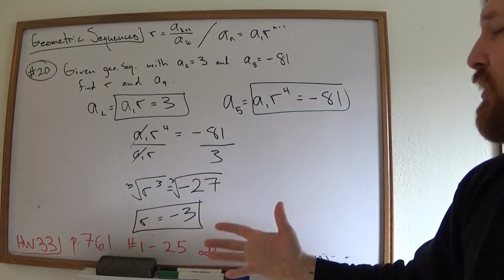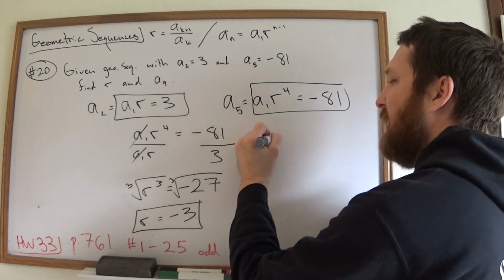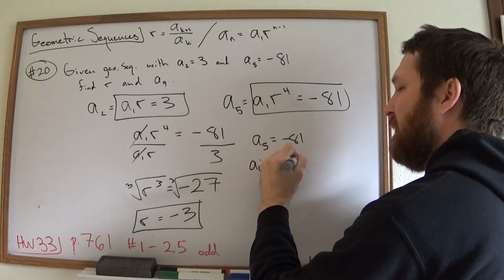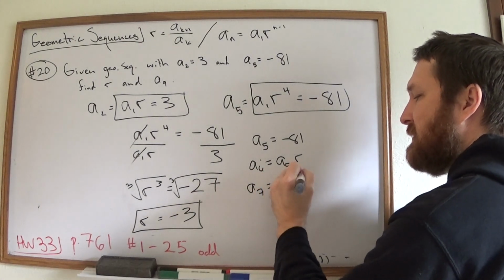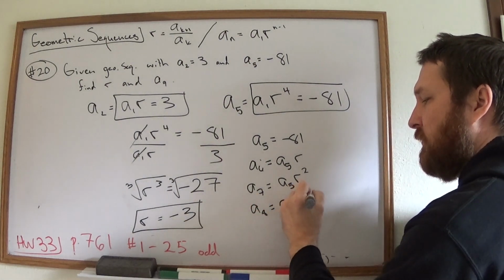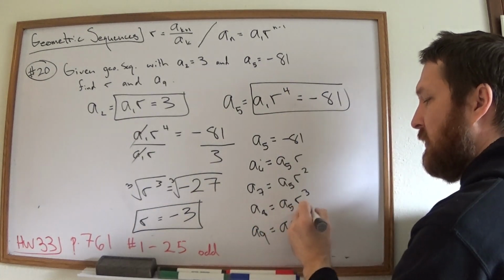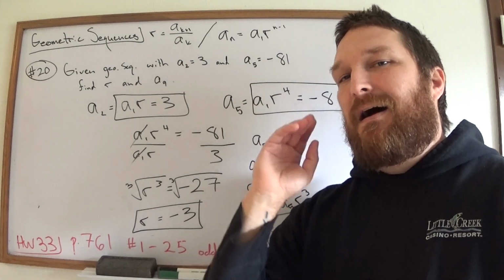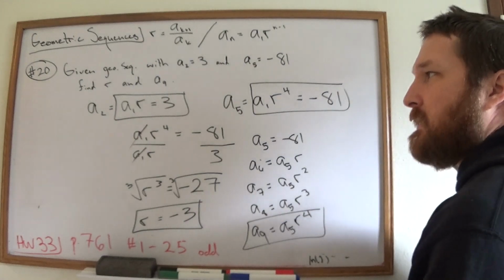Nice. Now it told us to find a9. Okay, one thing I could do is, since I know r and I know a5, I could say, well, since I know a5 is negative 81, then a6 is what I get when I take a5 and multiply by r. And a7 is what I get when I take that previous thing and multiply by another r. And then so on and so forth, so that a9 would be a5, whatever that is, times r to the 4th. That's cool. And if you want to do it that way, that's great. I think it will be to your benefit to do this instead, to practice this.